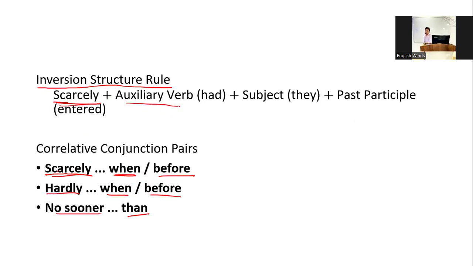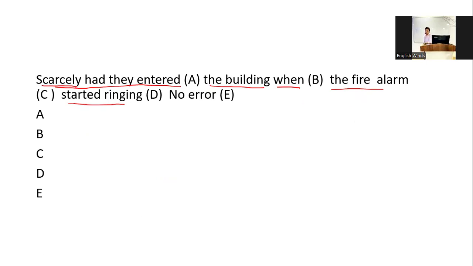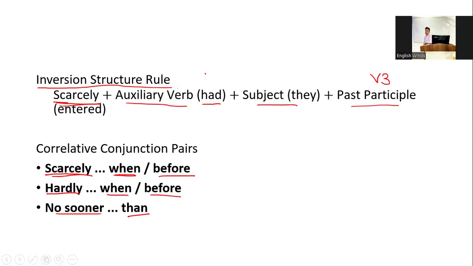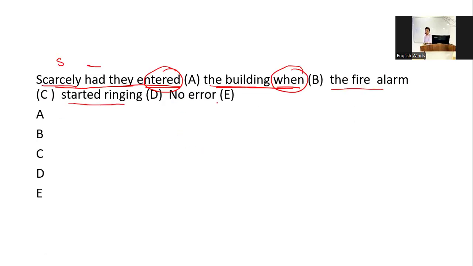Scarcely followed by the auxiliary verb. The auxiliary verb is had, then followed by the subject, then followed by the past participle, that's nothing but the third form of the verb. So let's check. Do remember this. Scarcely followed by auxiliary verb had, then subject, then v3, followed by object, and we even have when. So according to this rule, this sentence is absolutely correct. It means there is no error at all. Hope you are getting the point.